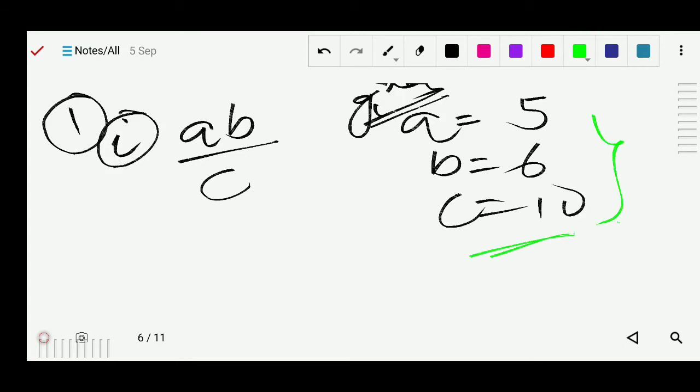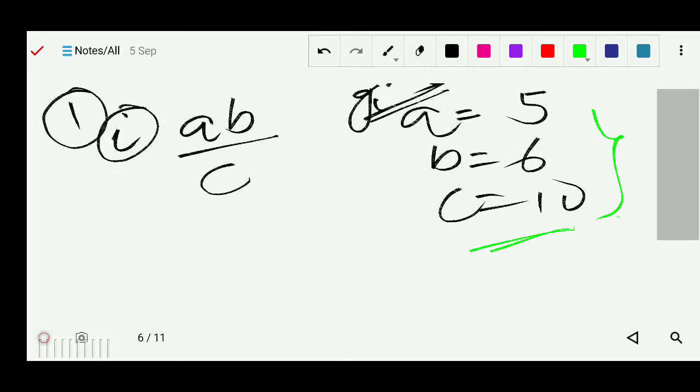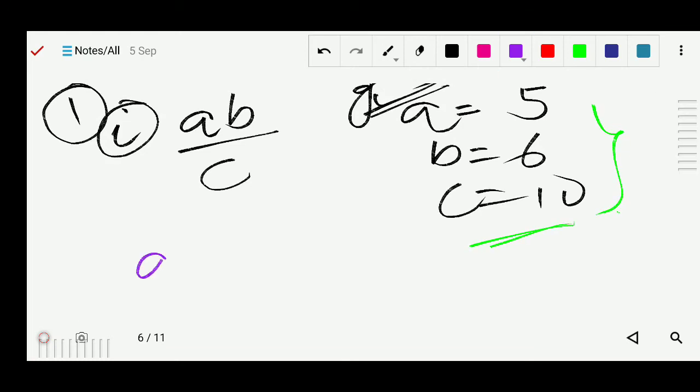So now we will substitute these values in this expression. That expression is ab by c. So ab means what? This ab means a multiplied by b. So what is the value of a? A's value is 5. So I write here 5.